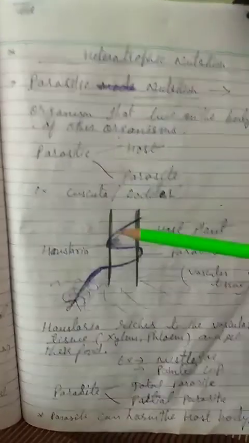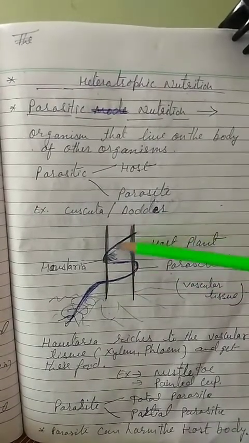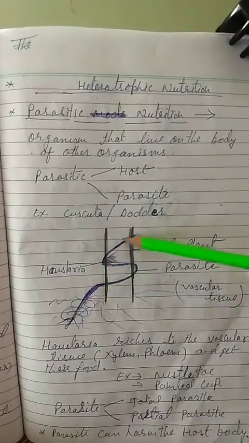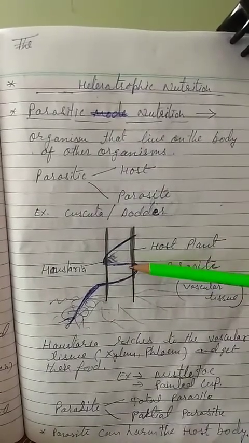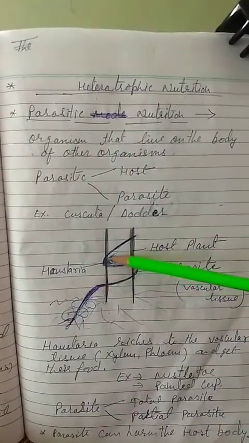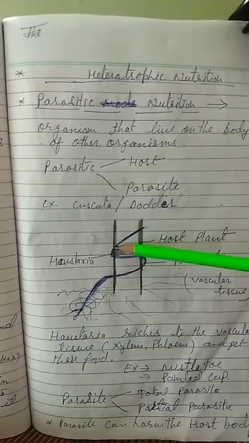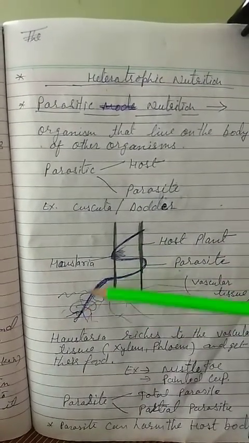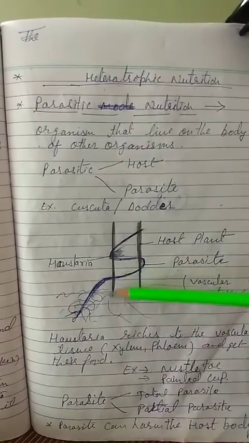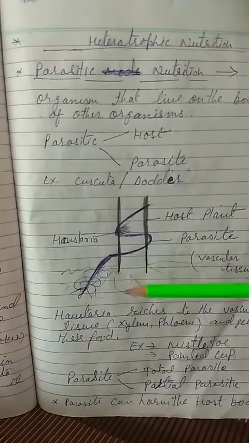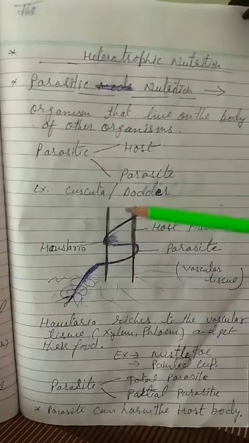host body. Once again, this is the host body, and this cylindrical, spiral structure is the parasite which lives on the host body. And what happens? They make haustoria, a root-like structure. These haustoria penetrate the host body, and they derive nutrition through the host body. Because the roots of the host body also penetrate the soil, through these roots they derive the nutrition, and they do not harm the host body.